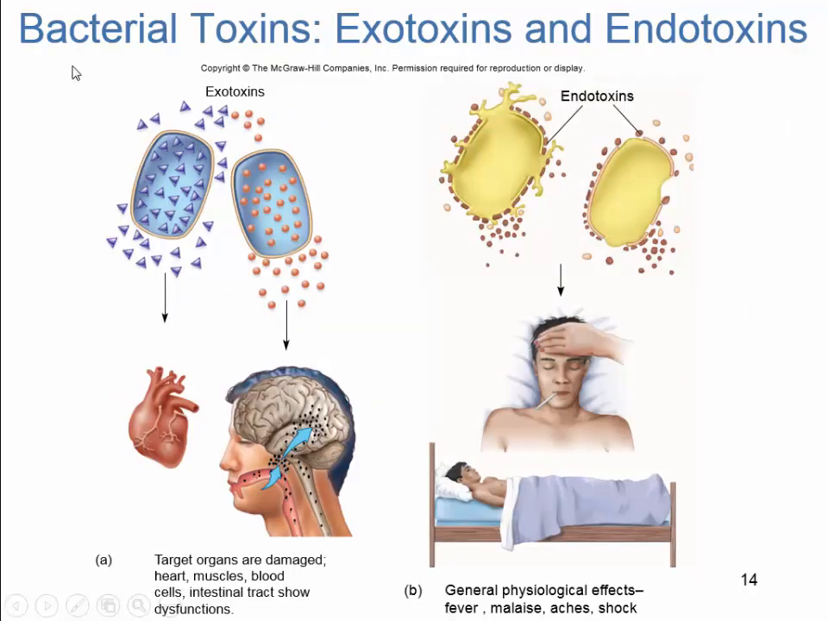And so here are two differences between endotoxins and exotoxins. Exotoxins are highly specific. They can target distinct organs, they can target the muscles, blood, and they can cause distinct dysfunctions within the site of infection. Endotoxins, however, because they are acting at the site of bacterial lysis, are going to cause general physiological effects such as fever, aches, and can cause septic shock with complete dissemination.